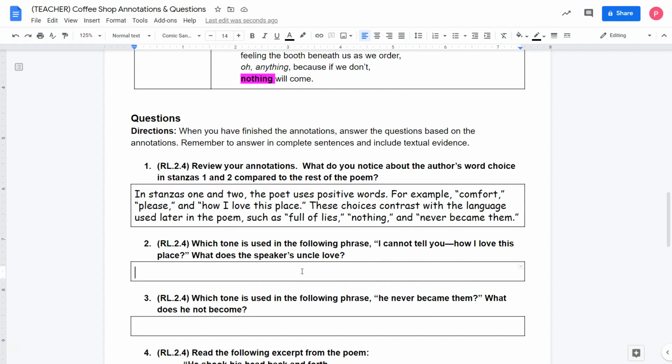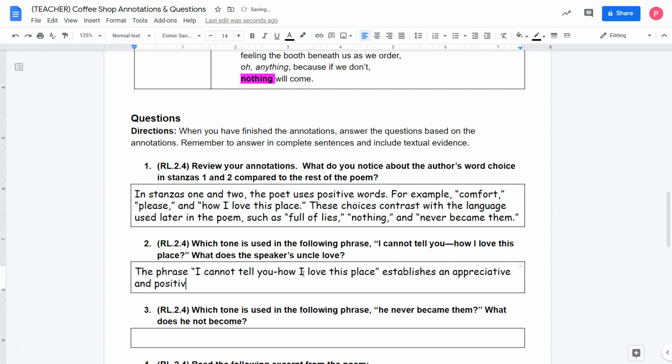Question 2. Which tone is used in the following phrase? I cannot tell you how I love this place. What does the speaker's uncle love? The first thing we need to do is copy that phrase again. The phrase, I cannot tell you, dash, how I love this place, establishes, because we need a verb, an appreciative and positive tone, so the uncle is thankful.